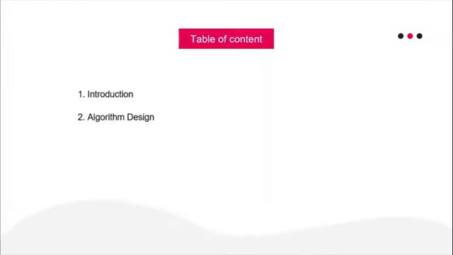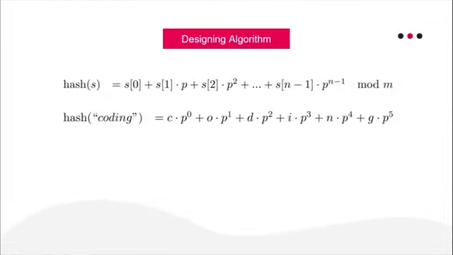So let's study the basic algorithm behind the big O of one time operation. In the previous lecture we have already seen that the hash value using polynomial rolling hash of a string s can be calculated as s0 plus s1 times p plus s2 times p square plus and so on up to s(n-1) times p raised to power n minus 1, modulo m, where p and m are two primes. We have already seen this in the previous lecture. And for example, the hash value of coding would be this.